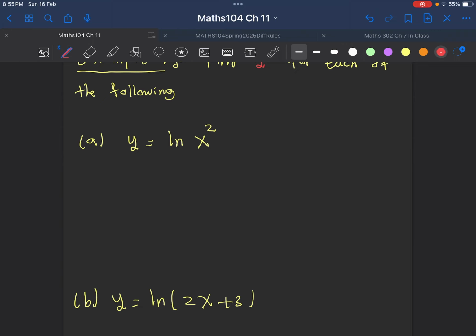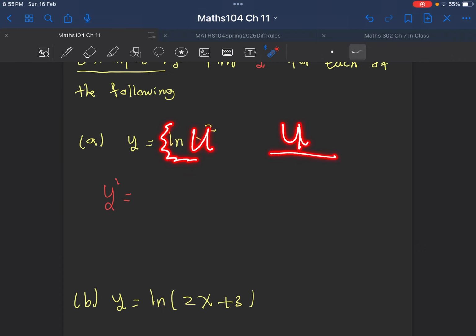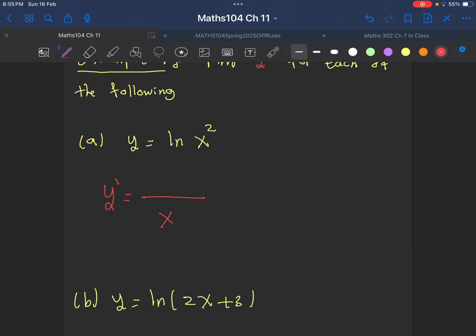So the first question is we need to find y prime. And what is y prime? Remember, if we have ln of u, it is u dash over u. So it will be x squared, and now you do the derivative of x squared, which would be 2x. Now this we can simplify to 2 over x.